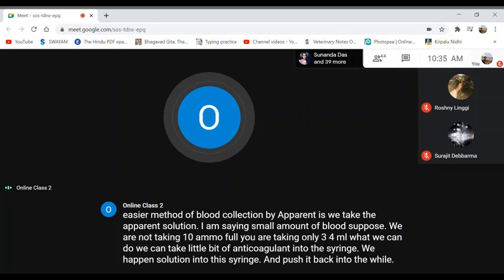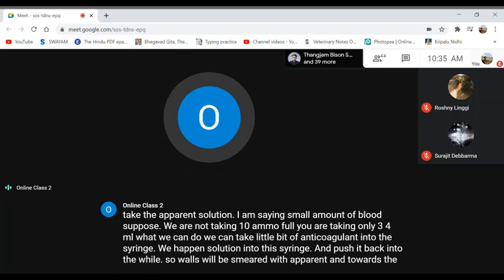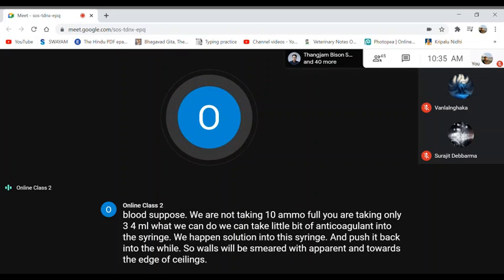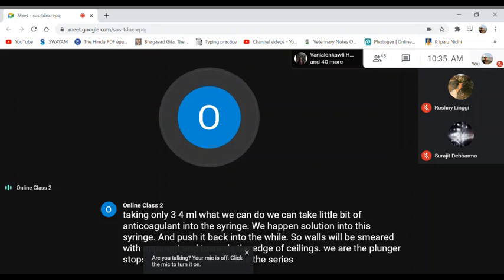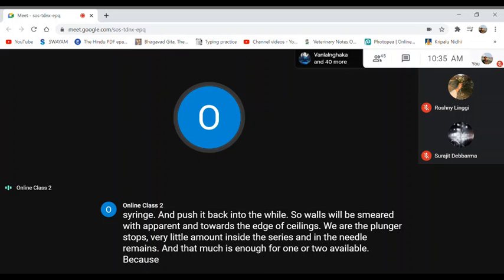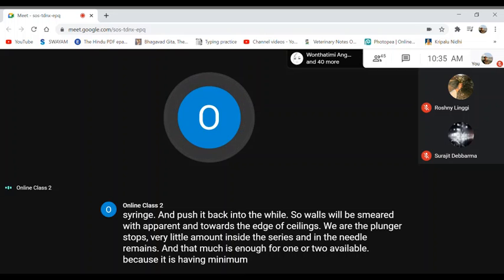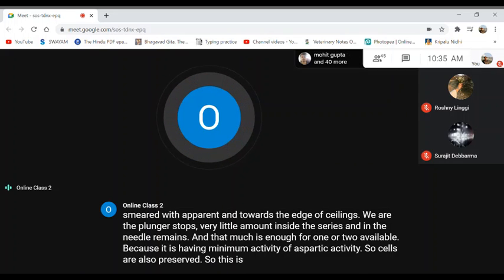So the walls will be smeared with heparin, and towards the edge of the syringe, where the plunger stops, and in the needle, a very little amount remains. That much is enough for 1 or 2 ml of blood, because it has minimum osmotic activity, so cells are also preserved. So this is another method of blood collection using heparin.